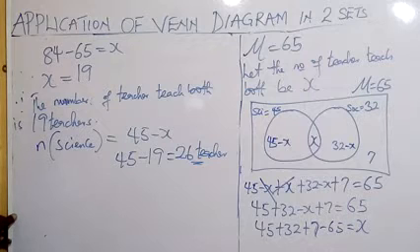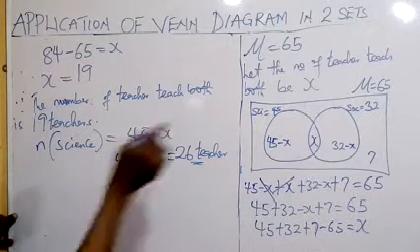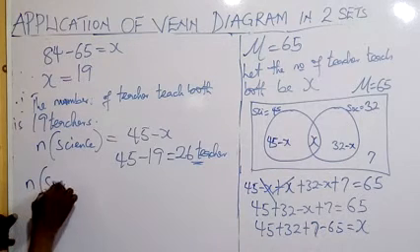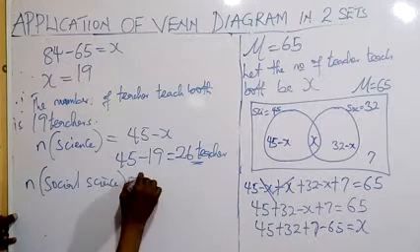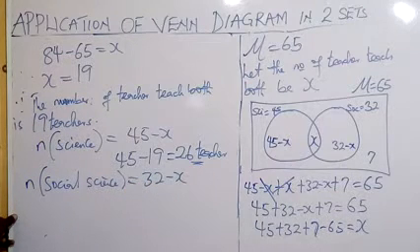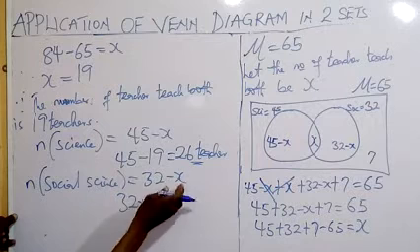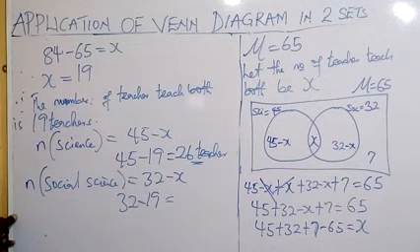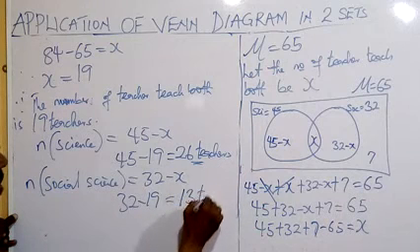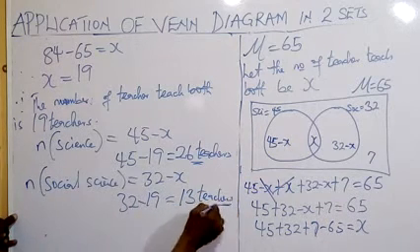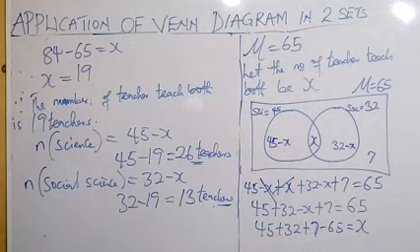Likewise, if you want to get the number of teachers that teach social science alone, that will be 32 minus X. The value of X is 19. 32 minus 19, we have 13 teachers. All right, 13 teachers. Let's solve another question under this. Example 2.